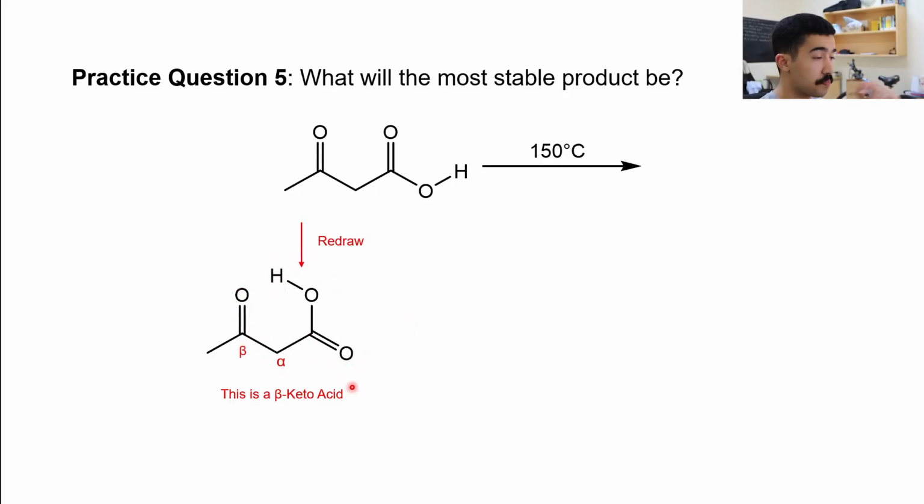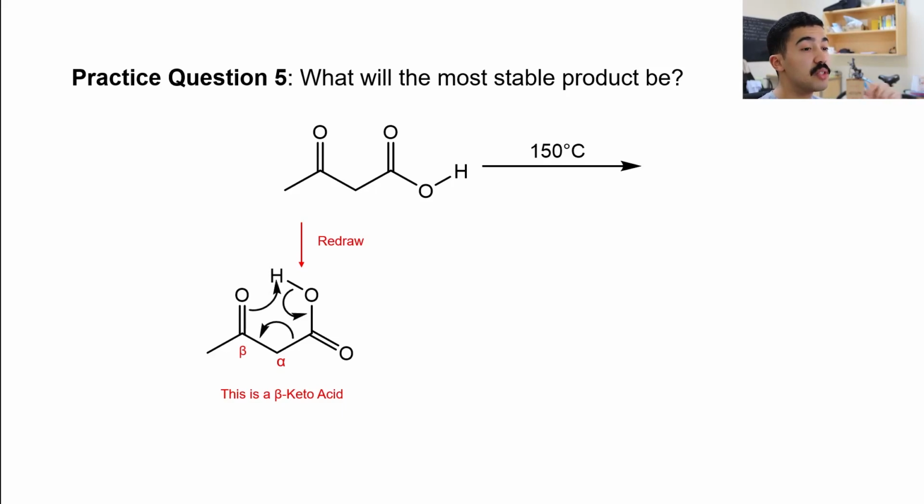And we know that whenever we have beta keto acids and we subject them to heat, 150 degrees Celsius, 160, it's just heat, okay? They will break down to release CO2 and ketones and enols. Now it's asking us to draw what the most stable product is. So let's first go ahead and draw what the breakdown is going to look like.